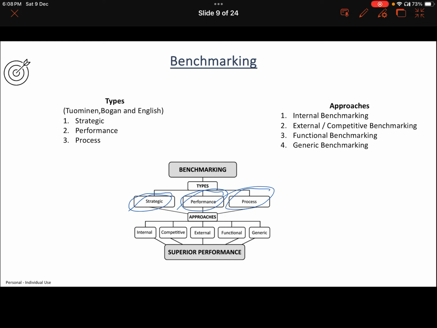You can also do this benchmarking with your internal departments or internal companies only. If you have 5 companies and the strategy of one company is doing better, you copy it and use it.